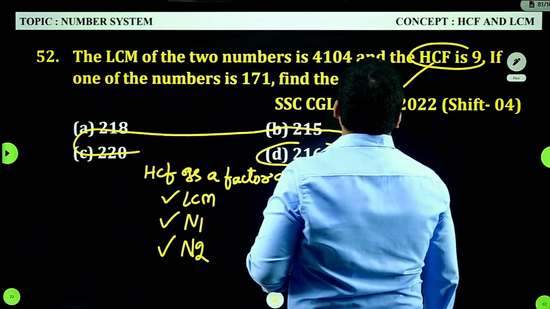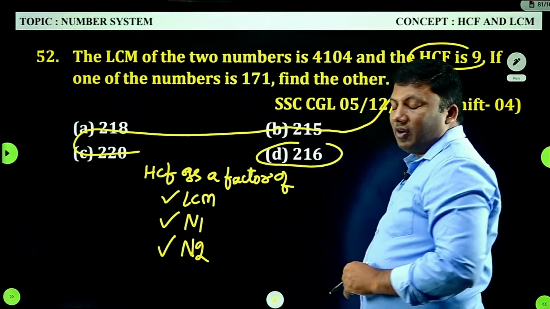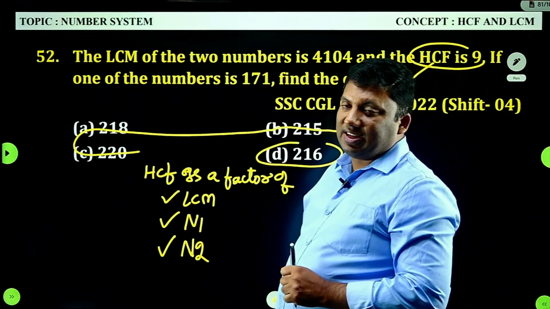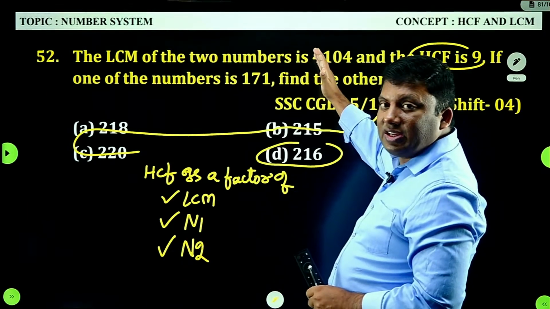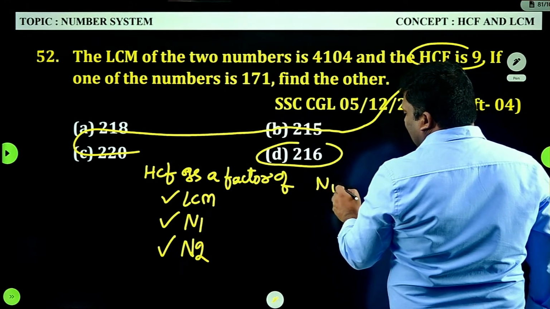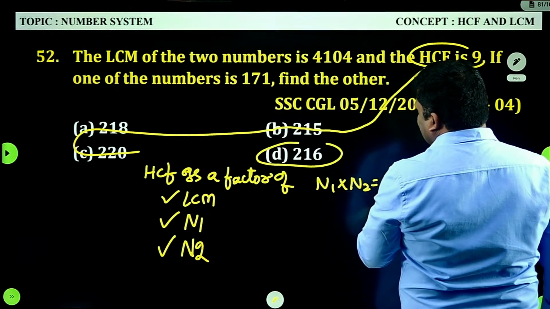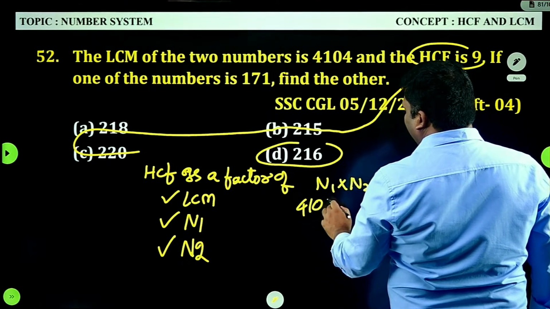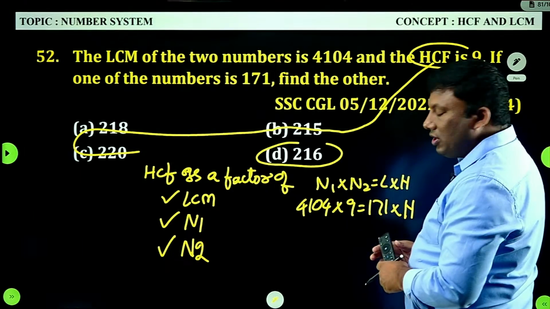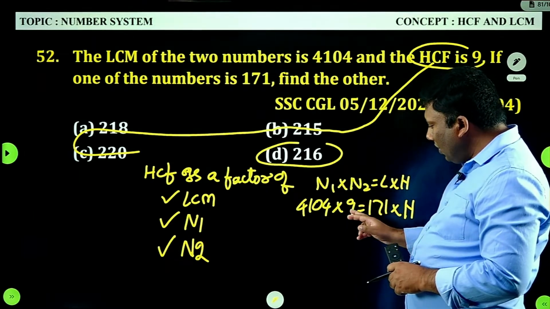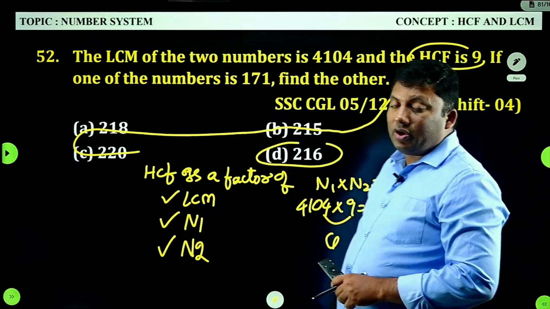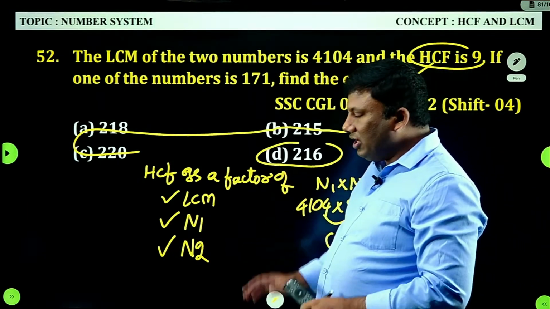Answer is 216. I hope there is no need to use the formula. The product of two numbers is LCM into HCF. LCM is 4104, HCF is 9. How people will solve is like this: N1 into N2 is LCM into HCF, 4104 into 9 is 171 into H. You don't need to do that. 4 nines are 36, 6. 1 six is 6. The answer's unit digit should be 6.